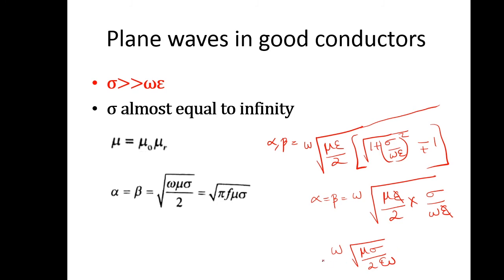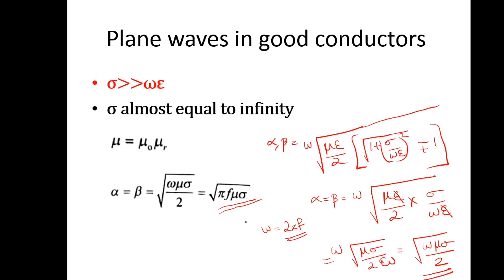Again omega is taken inside the square root: omega mu sigma by 2. Omega square comes and omega square gets cancelled. So you will get alpha and beta both equal, and that will be equal to square root of omega mu sigma by 2. What is the value of omega? It is 2 pi f. On substituting here you get square root of pi f mu sigma. Here f is frequency, mu is permeability and sigma is conductivity.